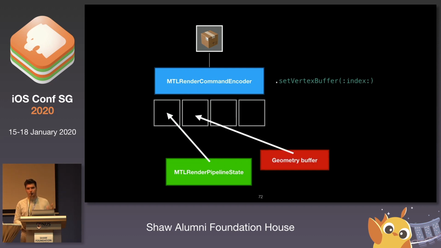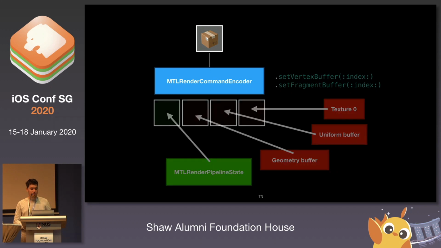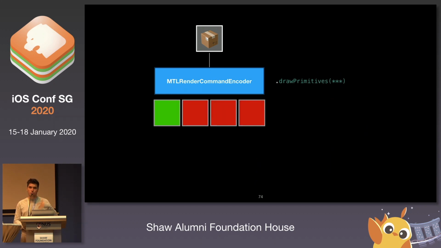After that, you can add, for example, the geometry buffer, so the actual vertices of your 3D model. Then you can add maybe uniforms or a texture to cover your model with. You can use dedicated methods like set buffer or set fragment buffer for that. And once everything is in place, you just call draw primitives. What really happens is your package gets filled with one command. Nothing is actually drawn on a screen until the package is submitted to the queue.